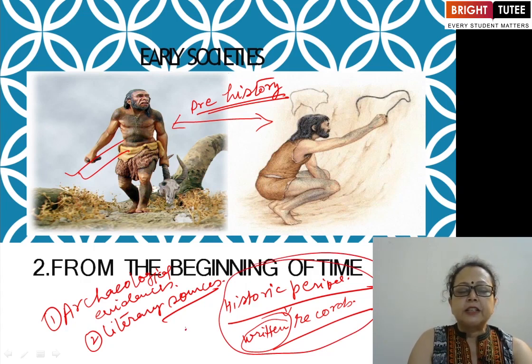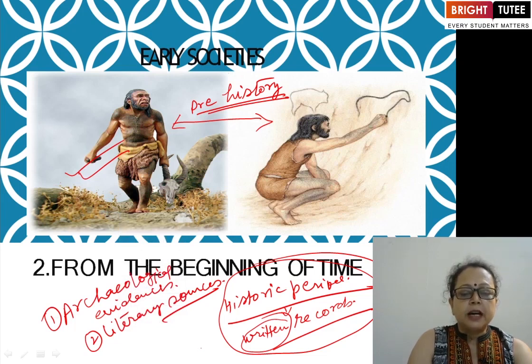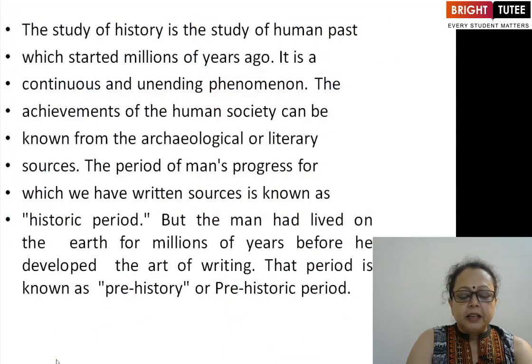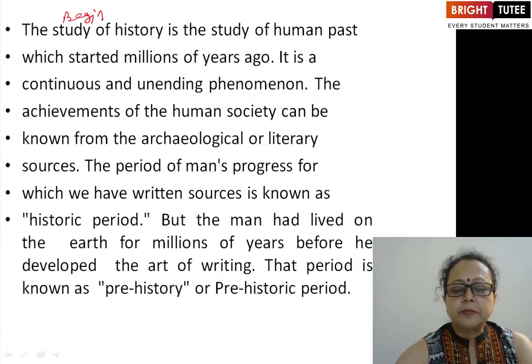Archaeological evidences and literary sources provide us information about human life on the earth, about the history of the earth. But there are many periods when the skill of writing was not developed. That time also had history, and human existence was there on the earth. So now, coming to the study of history, this is the beginning of human existence.